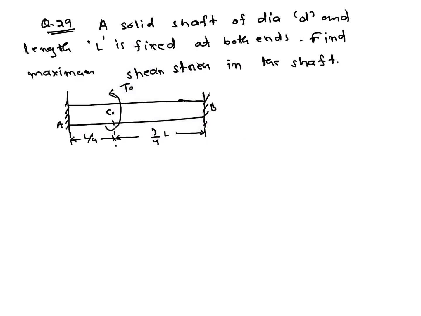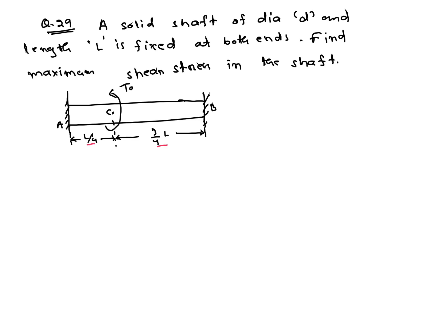One more question I missed. This is also a very important question. A solid shaft of diameter small d and length capital H is fixed at both ends. Find the maximum shear stress in the shaft. So here this length is L by 4 and this side 3 by 4 L. T0 is the torque at point C. So from here maximum shear stress we have to calculate.